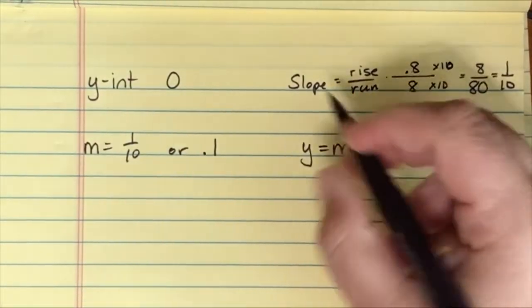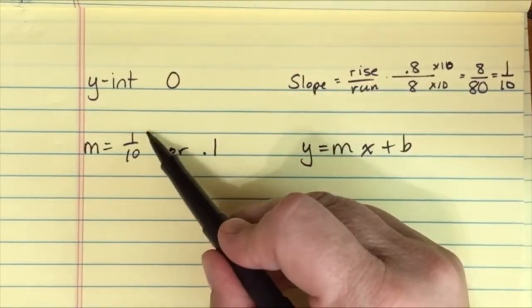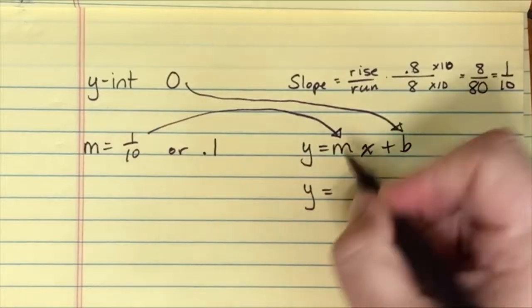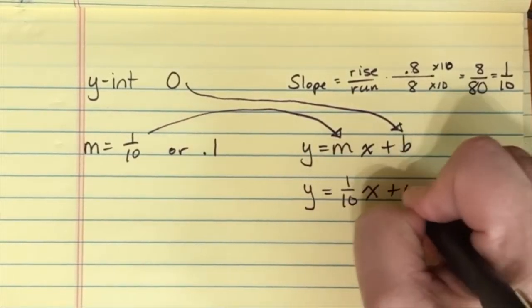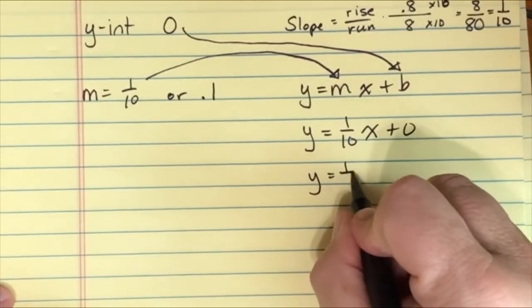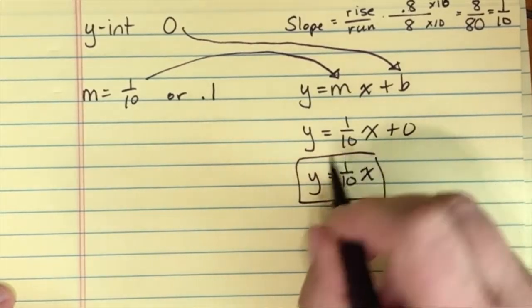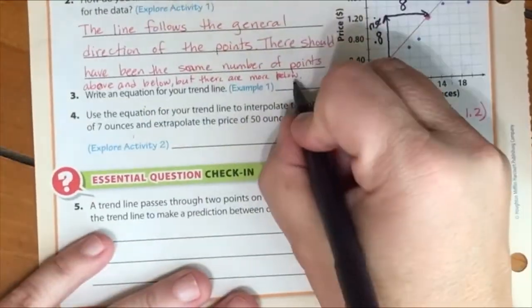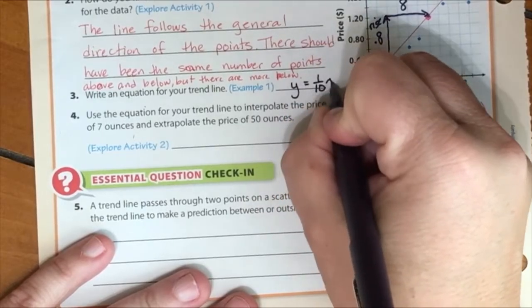So we can just write that in our equation, right? Our slope-intercept form, which is y equals mx plus b, right? M being slope, so y equals 1/10 x plus b, which is 0, the y-intercept. And the 0 can drop off for y equals 1/10 x. And we'll just write that right here, 1/10 x.